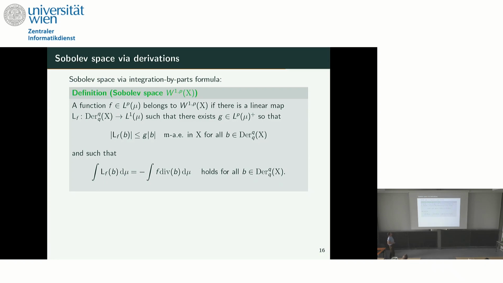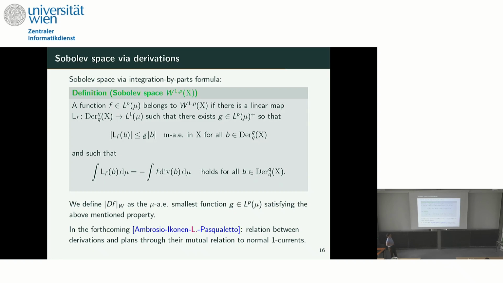Then how do we define Sobolev space? A function f in L^P belongs to the Sobolev space W^{1,P} if there is a linear map from the space of Q derivations with divergence in L^Q into L^1, so that for some non-negative G in L^P, you have this bound for every derivation B with divergence, and again this integration by parts. Good. And also here, you can always define this almost everywhere minimal object G, which I'm going to call |df|_W, which satisfies this above property.